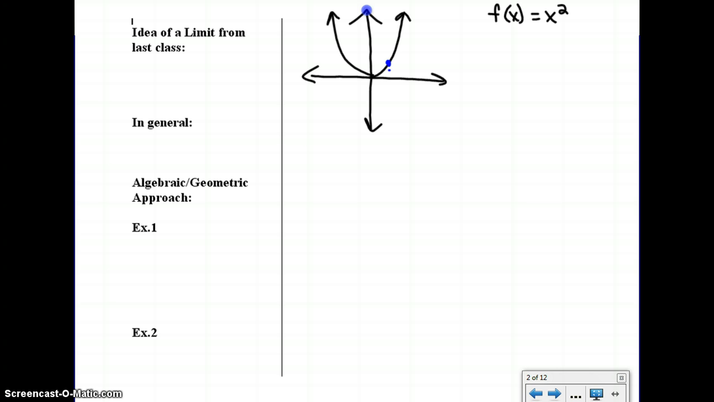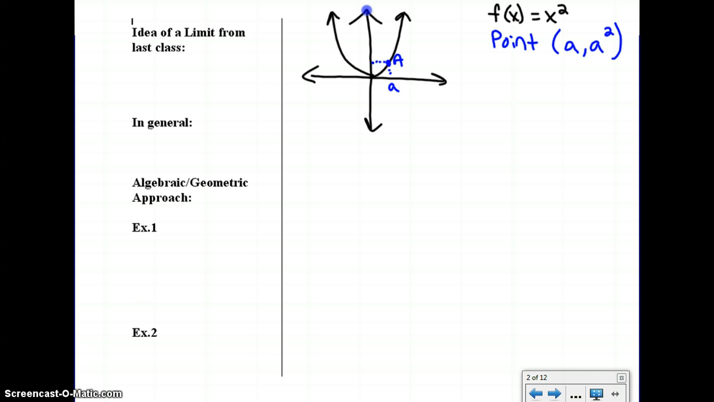That point has an x value. It also has a y value. We're going to call this point A, and we're going to call this little a. And since a is going to be plugged into our function x squared, that means that our first point that we're going to be looking at is a and a squared.